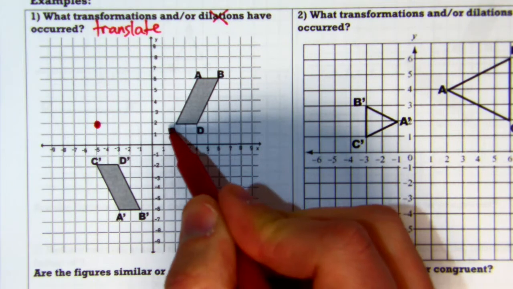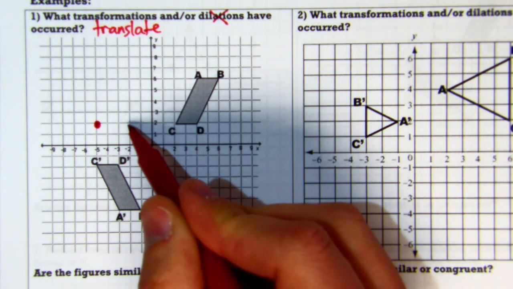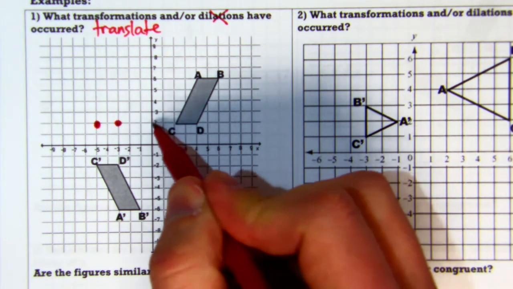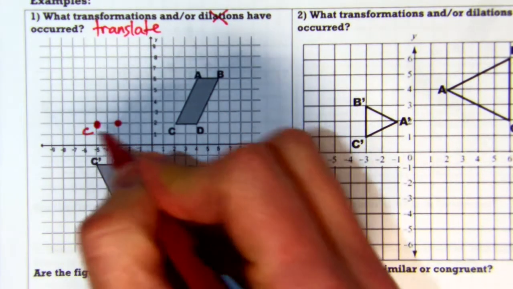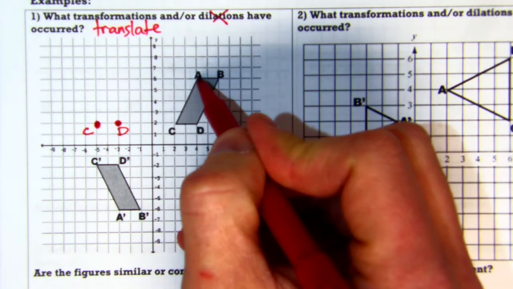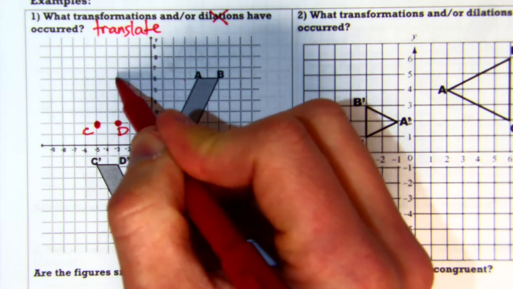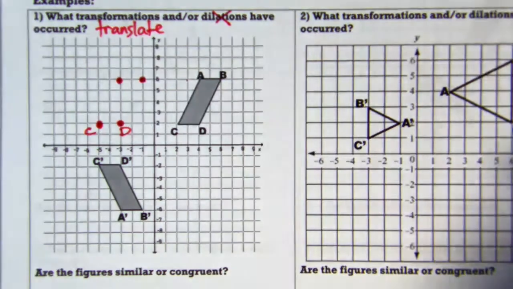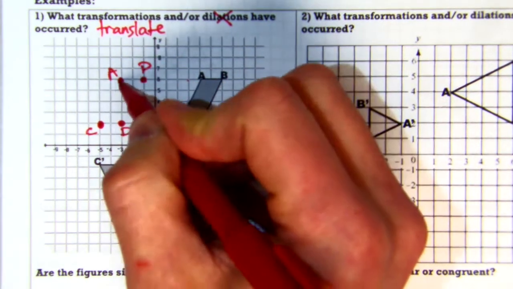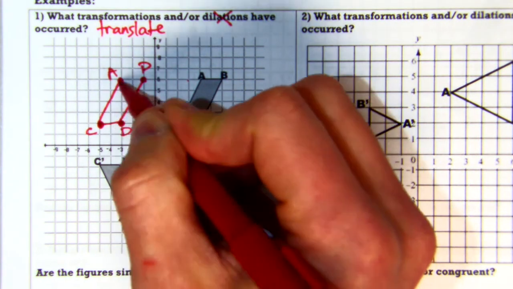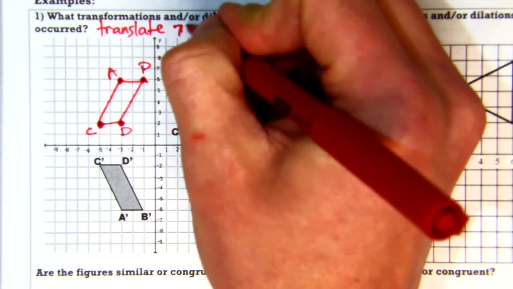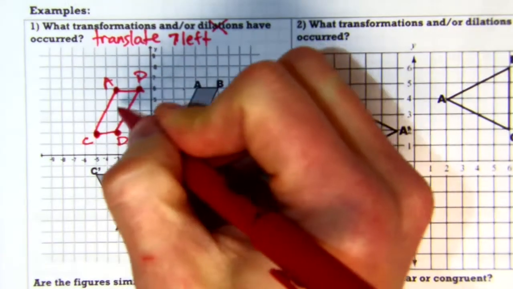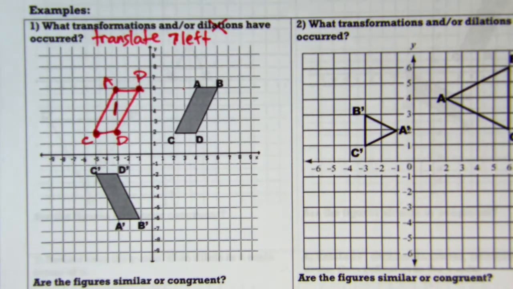My C is going to go over 1, 2, 3, 4, 5, 6, 7. My D is also going to go over 7. 1, 2, 3, 4, 5, 6, 7. I'm going to move these over as well, 1, 2, 3, 4, 5, 6, 7. And then my B also moves over 7 as well. So I've translated over by 7, you could say left. That's my first transformation. I'm going to put a 1 here because that is just my first transformation.